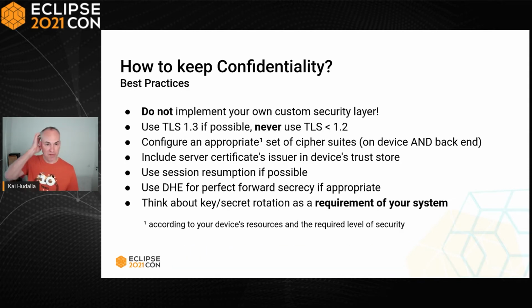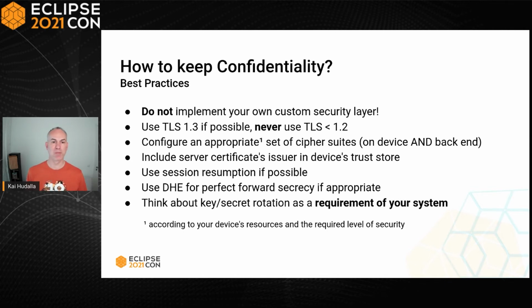So some best practices when dealing with this. As I said before, do not implement your own custom security layer. You will probably mess it up. TLS 1.3 has been released, I guess, I'm not really sure, a year ago or something. The main advantage over TLS 1.2 is that it has a shorter handshake and that it has ruled out a big set of cipher suites that had been usable with TLS 1.2, but which had been considered insecure already.